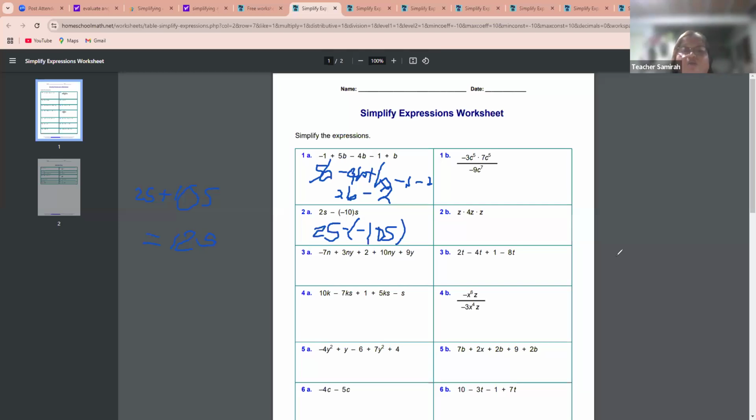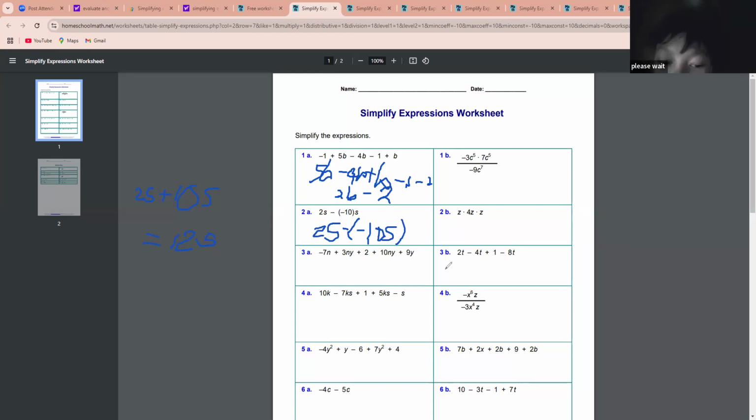Slowly by slowly, we do not have a race here. We need to understand slowly by slowly. Okay, how about this number 3? Again, you need to rewrite this one according to its variable. You need to make sure that you write everything which has the same variable. So negative 7n. What is the other term which has the same variable n only?